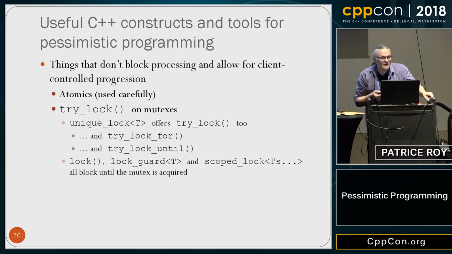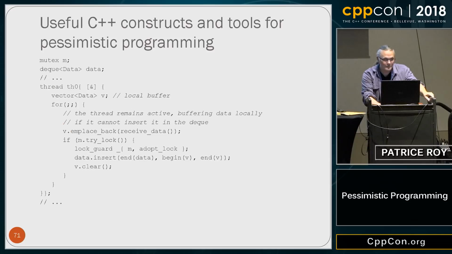We have try_lock on things such as unique_lock. We have try_lock_for, try_lock_until. You have a lot of control with C++ for that. Things like scoped_lock and lock_guard don't give you that kind of control. You just block until you get things. So you have to look at the right tools.